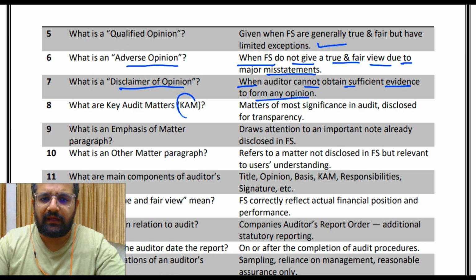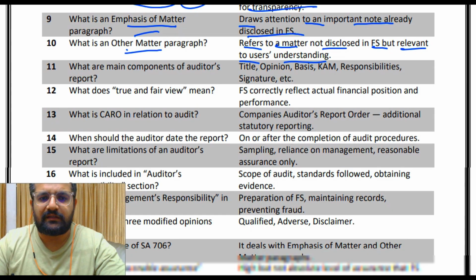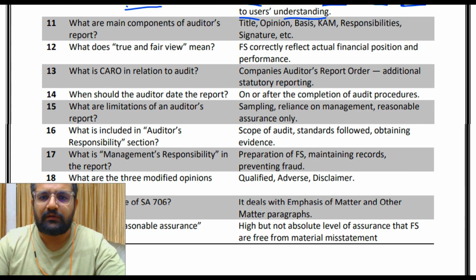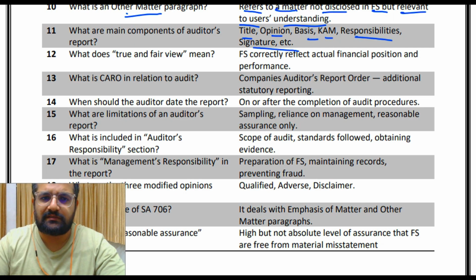What are KAM, that is key audit matters? Matters of most significance in the audit, disclosed for transparency. What is an emphasis of matter paragraph? Draws attention to an important note already disclosed in the financial statements. What is an other matter paragraph? Refers to a matter not disclosed in the financial statements but relevant to users' understanding. Then what are the main components of the auditor's report? Title, opinion, basis, key audit matters, responsibility, signature, etc.